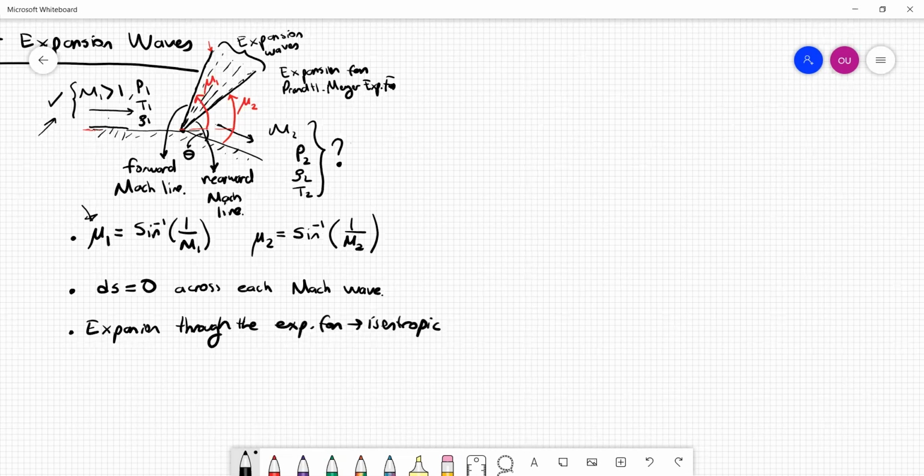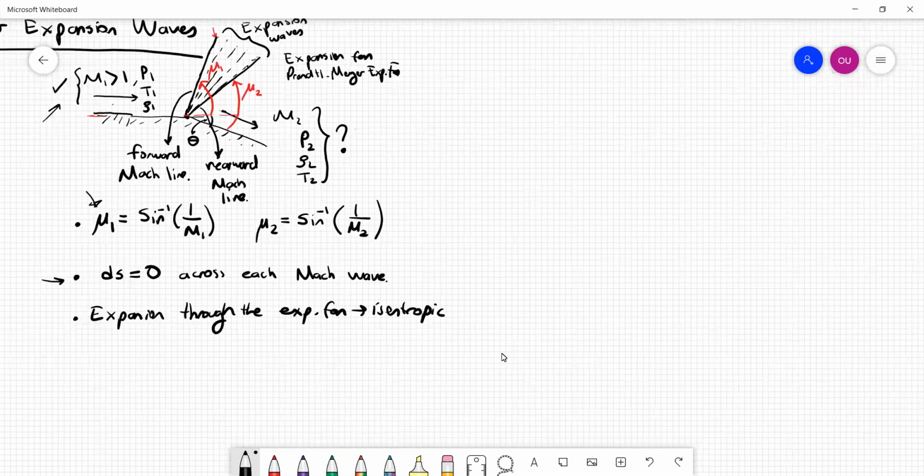So this expansion fan process is composed of many Mach waves, and we did discuss Mach waves a few weeks ago. A Mach wave is basically an isentropic process, so there is no entropy generation in a single Mach wave. We have many of them here, so this expansion process is basically an isentropic process. Now, what are the relevant equations to analyze this problem?